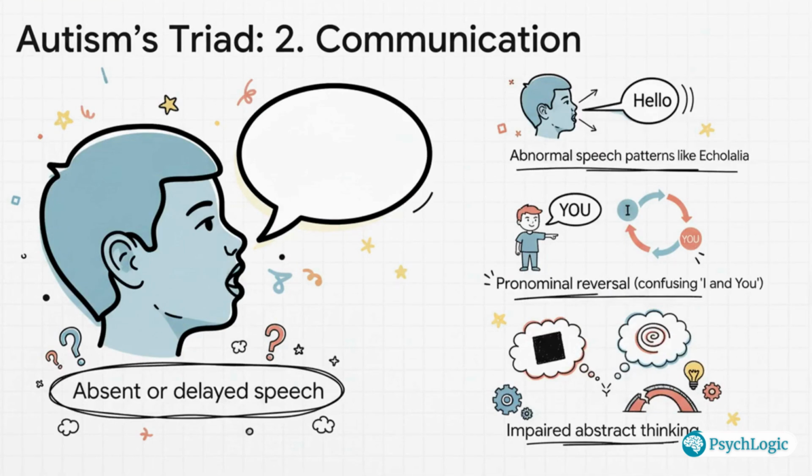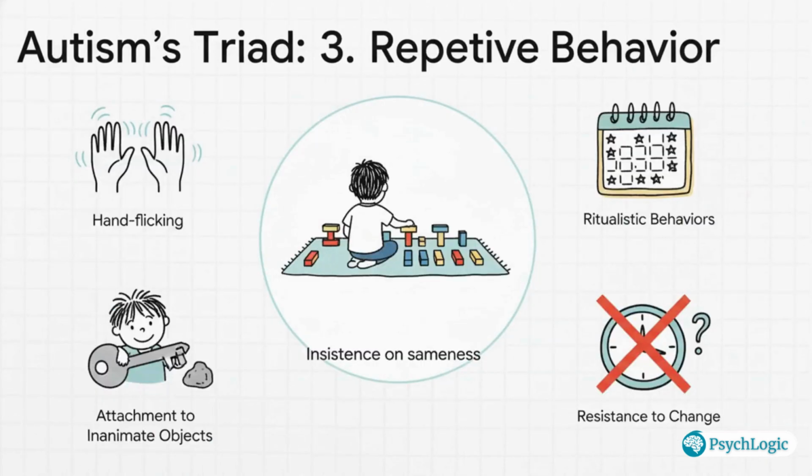For some children, speech might be very delayed or may not develop at all. For others, the speech they have might sound different. They might repeat phrases they've heard on TV, that's called echolalia, or they might mix up pronouns, saying you when they really mean I. And the third and final piece of the triad involves a pattern of restricted and repetitive behaviors. This can mean things like hand flicking or rocking back and forth.